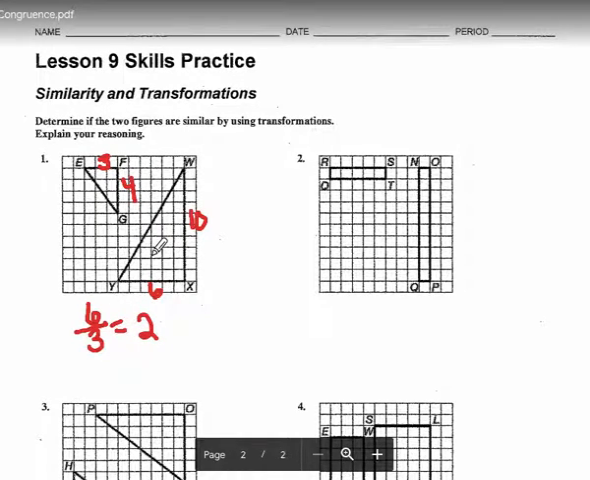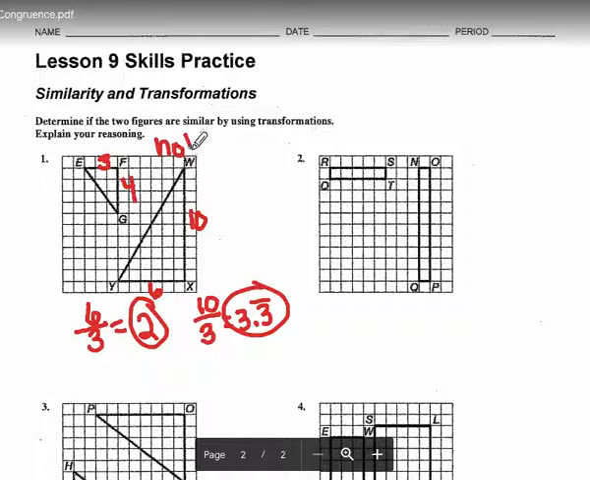If this is really similar, then that scale factor will come up with the other ratio as well. The longer side length of the big triangle is 10, and the shorter side length of the small triangle is 3. If I do 10 divided by 3 and put that into a calculator, the result is going to be 3.3 repeating. Since these numbers did not come out the same, this is not similar. If they had come out the same, then it would have been similar.